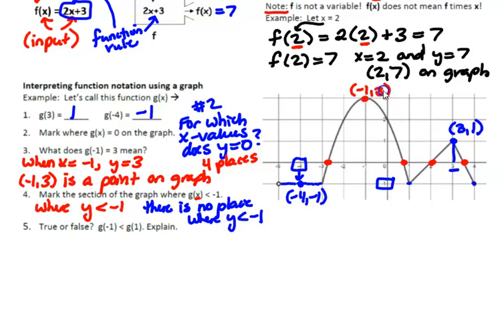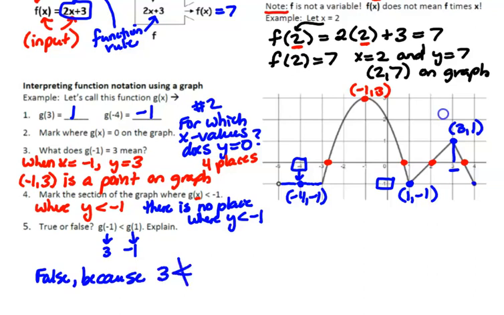g of negative 1 is equal to 3 because when x is negative 1, y is equal to 3. g of 1 is right here, is negative 1. So is this true or false? This is false because 3 is not less than negative 1. Now it's important that you evaluate both of them and that you then make the connection why false, because this is not a true statement.